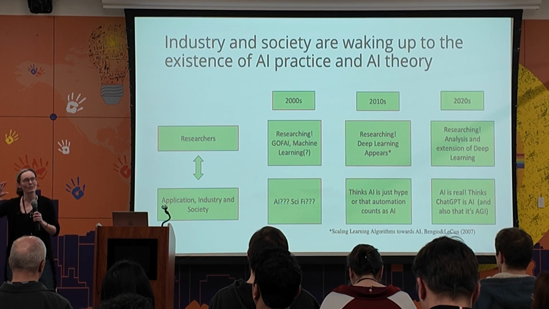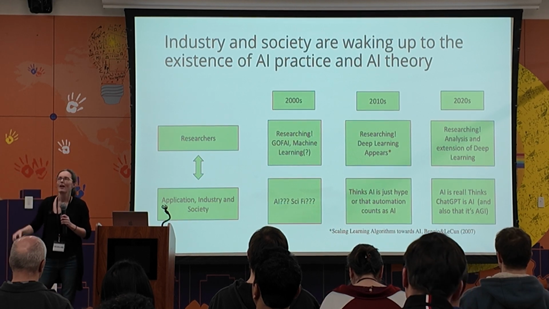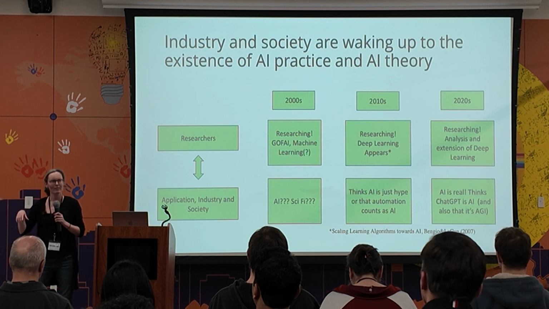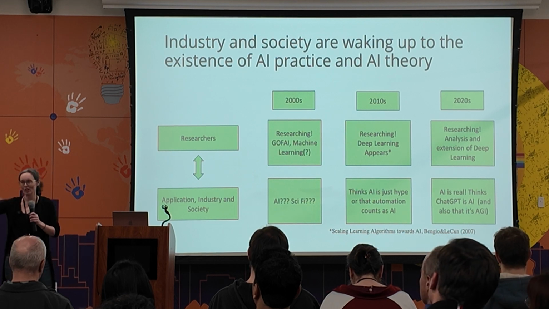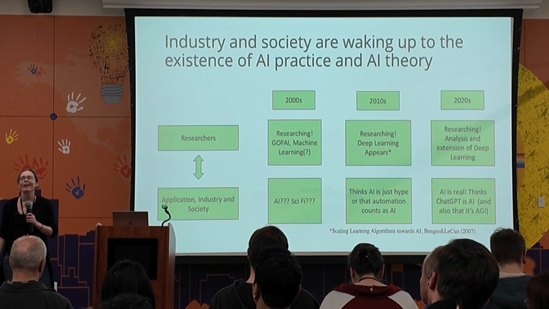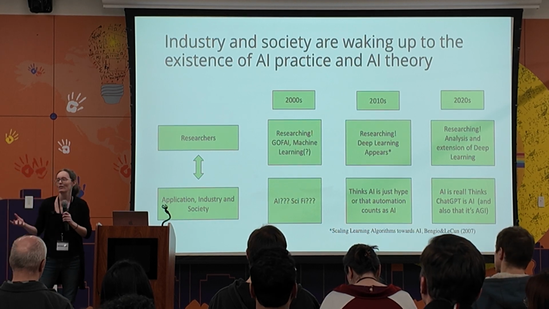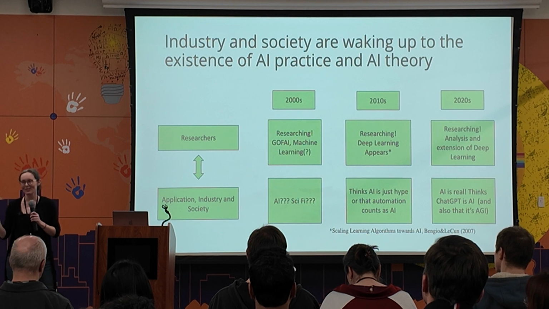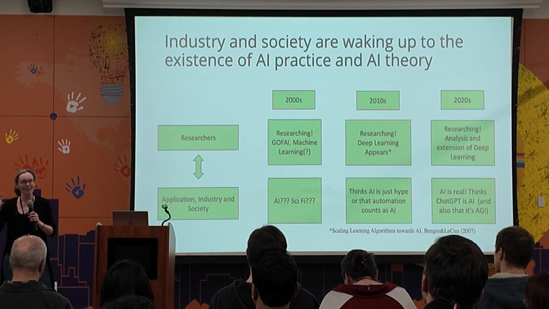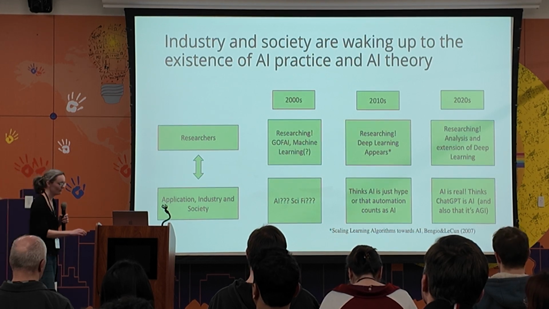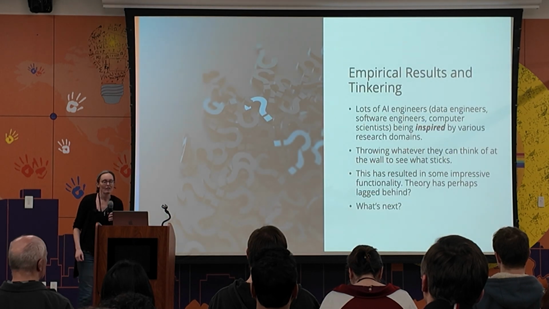In the social front, people are suddenly like, AI is a real thing. And also people often think that ChatGPT is just AI or vice versa. And also, surprisingly often, that it's somehow artificial general intelligence, which, as we'll see, is probably part of the hype train.